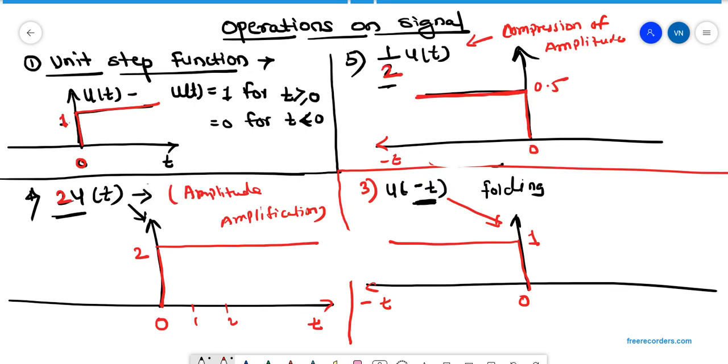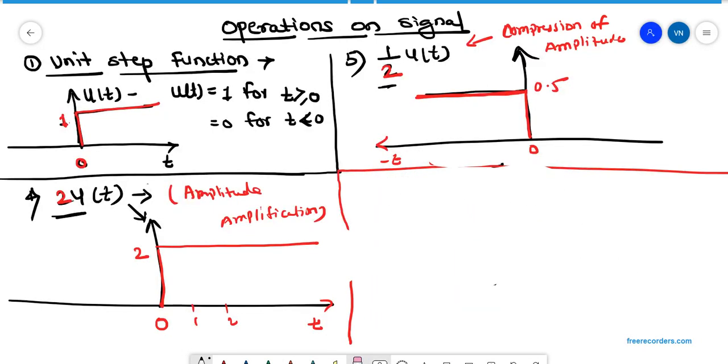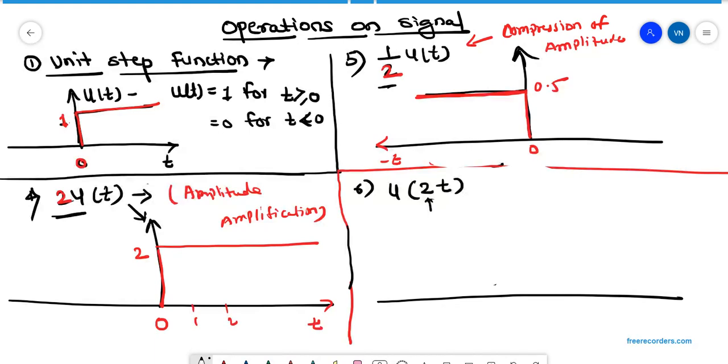Okay, so again, next operation. If I write u of 2t, for example, what does it mean? I am multiplying the time by 2, so it looks like I am increasing the time, but practically my time is decreasing, because 2t means that I have to compress that signal.